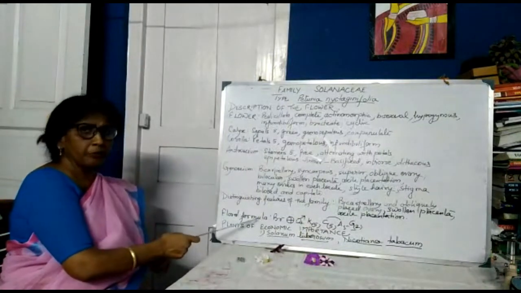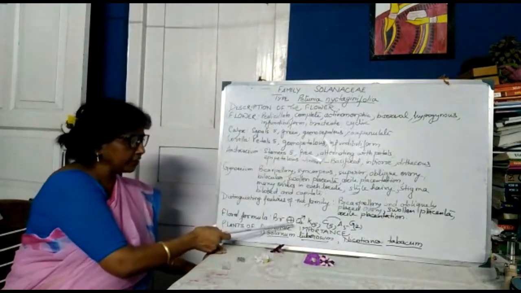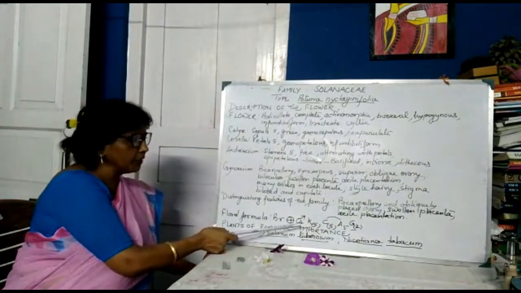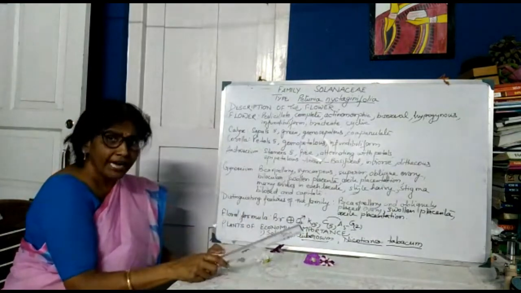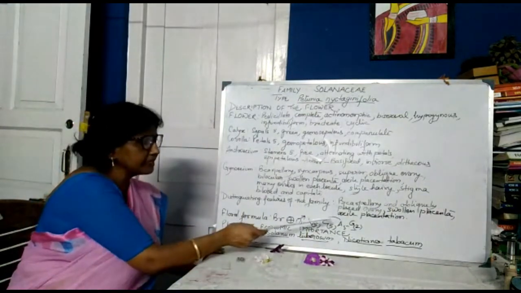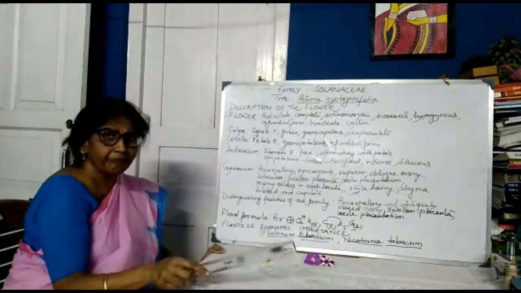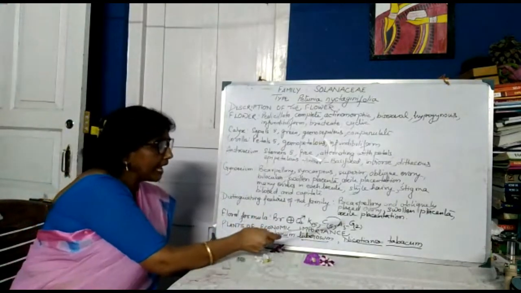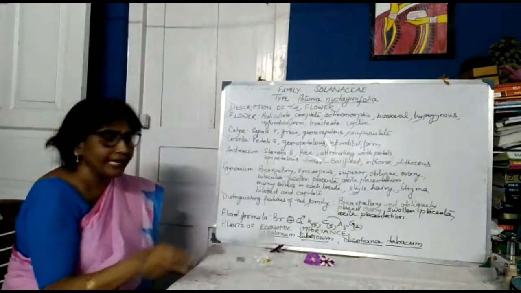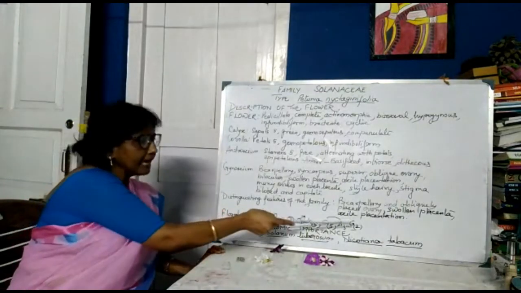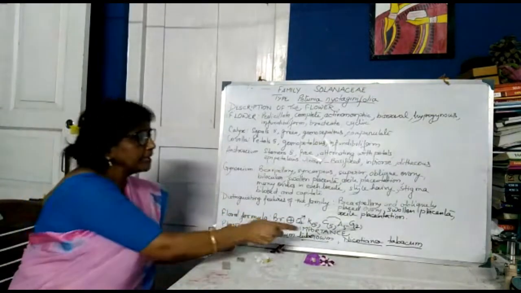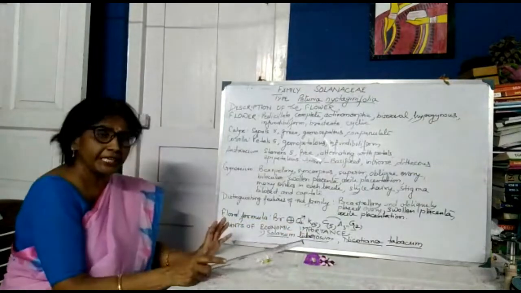Then the floral formula: bracteate, actinomorphic, bisexual, calyx 5 sepals, gamosepalous, corolla 5 petals, gamopetalous, androecium 5, polyandrous, epipetalous, gynoecium 2 carpels, syncarpous, ovary superior.